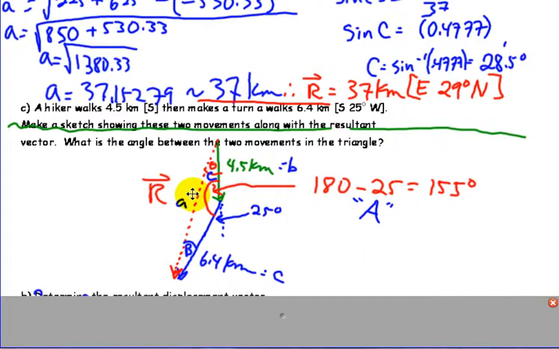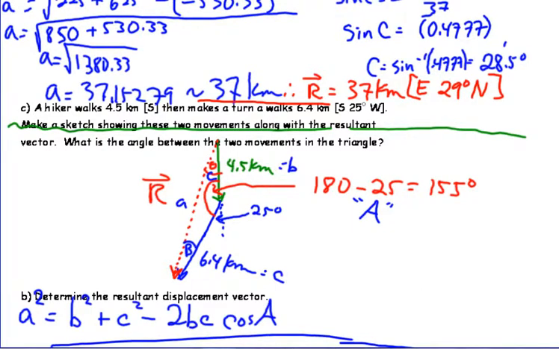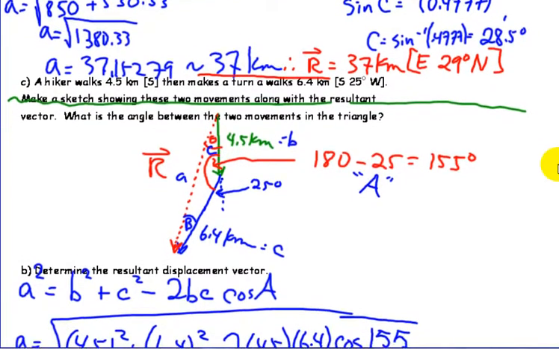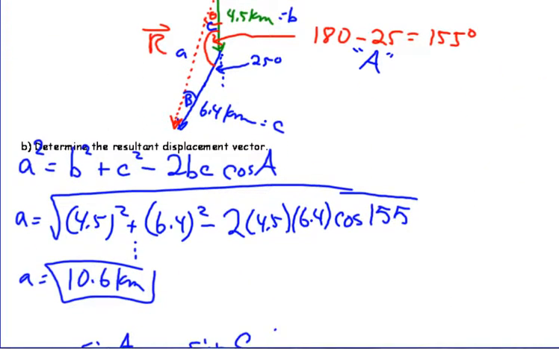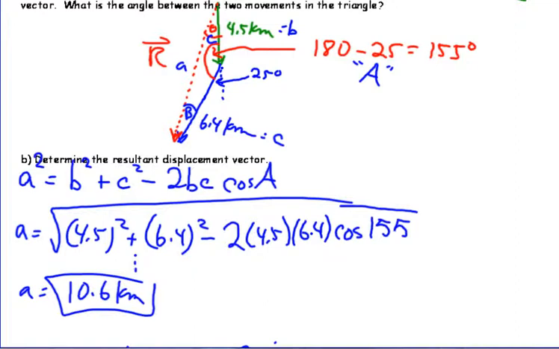And I chose to label mine this way. Again, it doesn't matter. I chose this to be angle A and side A opposite. Angle B and B, angle C and C. And of course, to figure out what the resultant is, in my case, I'm looking for little a again. So the setup is something like this. I got 10.6 kilometers, so hopefully that's close to what you got.